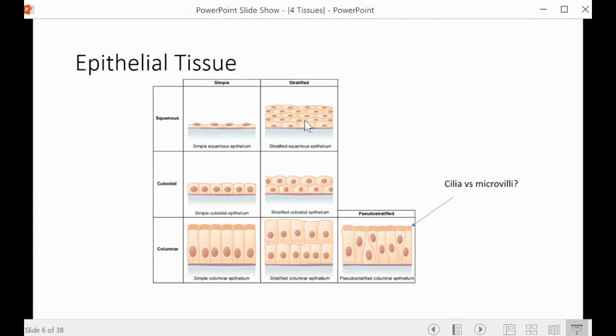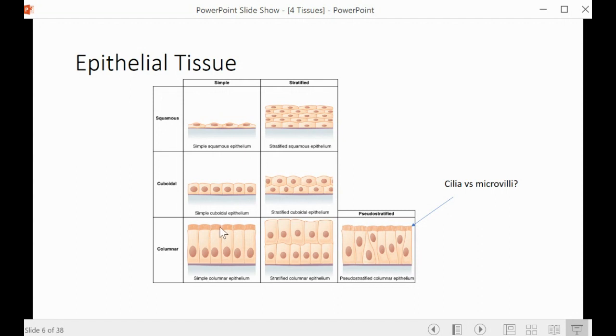So pancakes. Then we're going to move on to, let's go with a cupcake, okay? So cupcakes are going to be cuboidal, right? So I'm going to take these cupcakes and I can line them up along the plate all next to each other. Right? Those are cuboidal. Now, I can also stack some cupcakes on top of each other. And when I do that stacking, it's called stratified cuboidal epithelium.